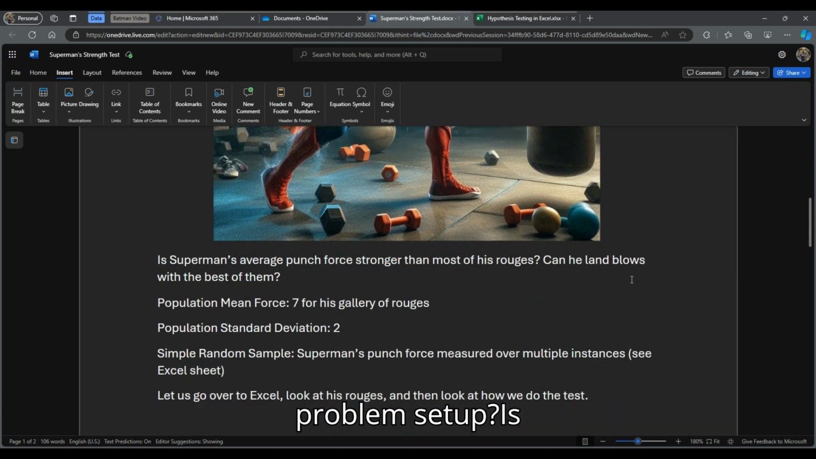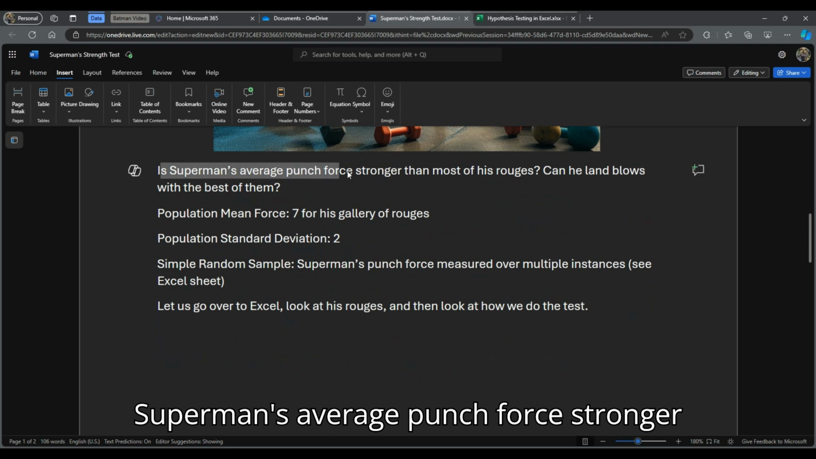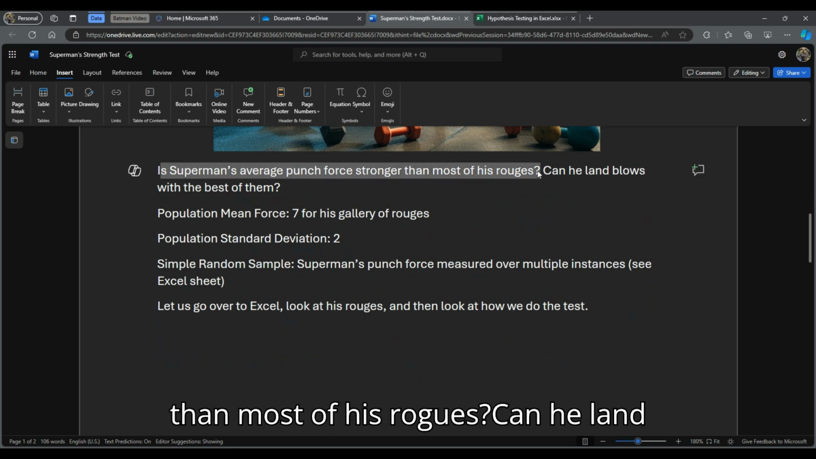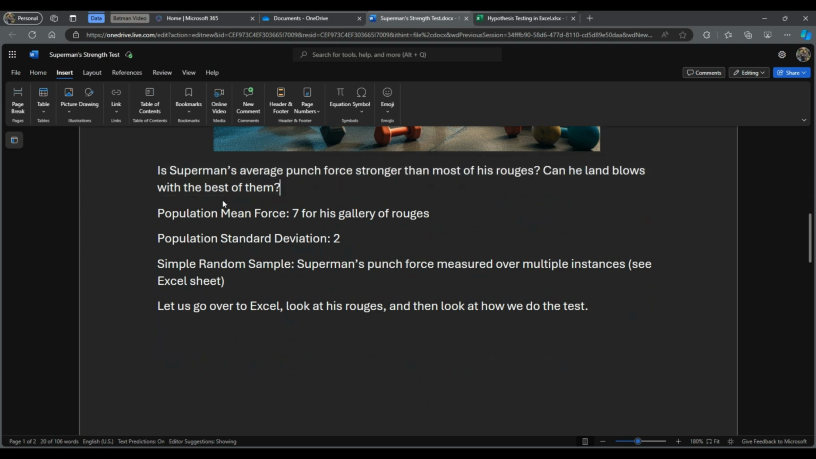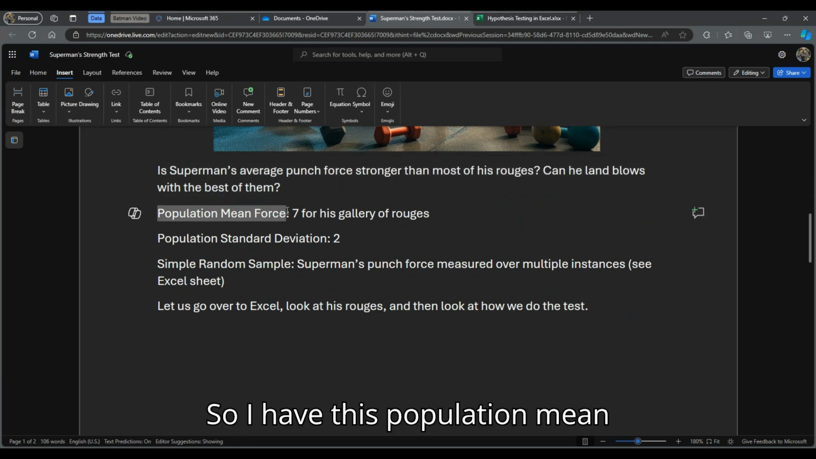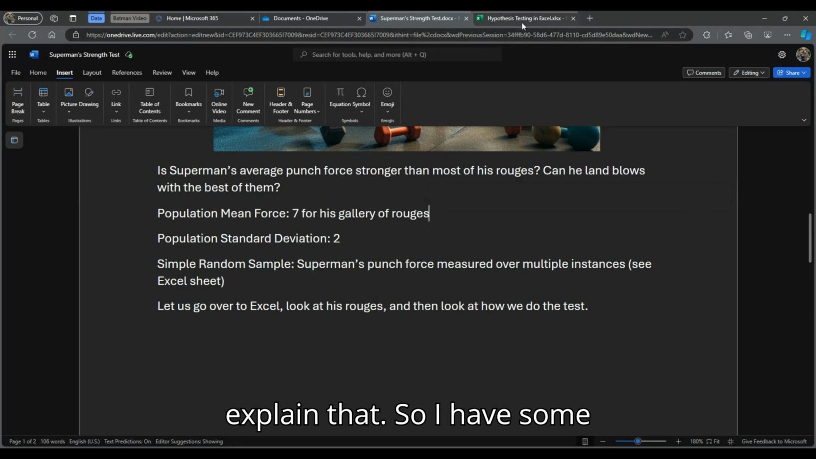Alright, so what's the problem set up? Is Superman's average punch force stronger than most of his rogues? Can he land blows with the best of them? So I have this population mean force of 7 for his rogues gallery. I want to explain that.